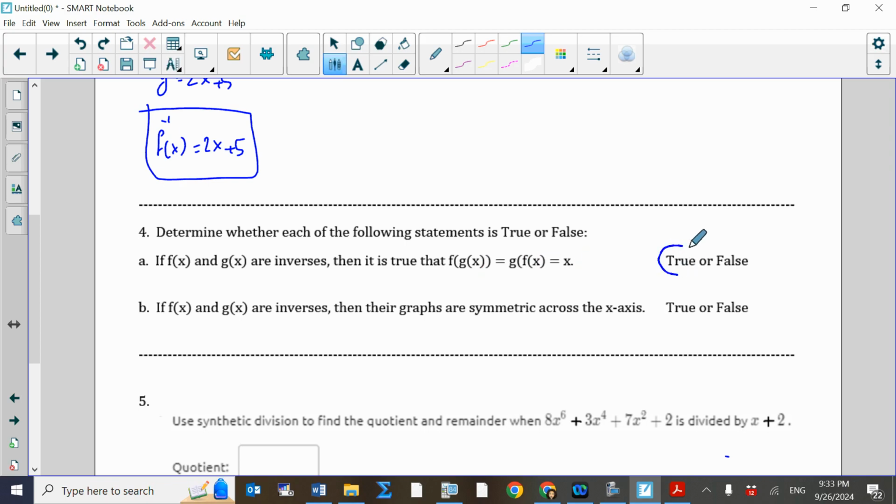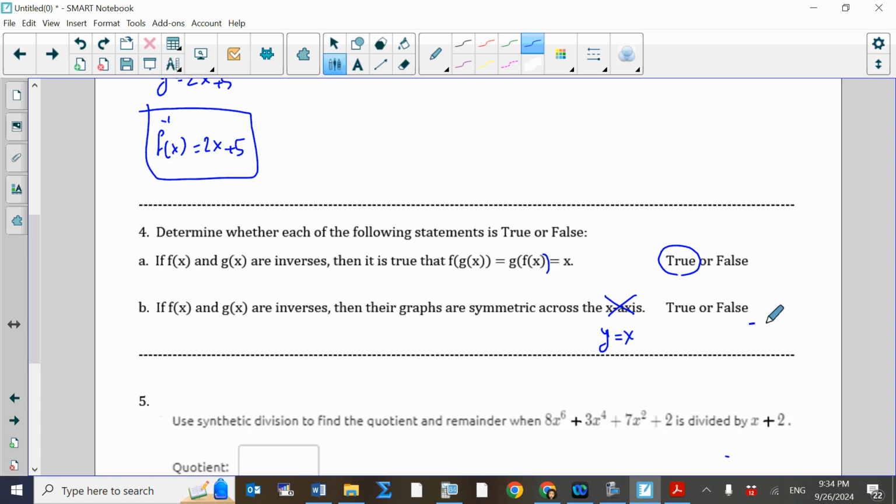Yes, that is true. We learned before that if you want to prove two functions are inverses, they should be commutative. That means f of g should be g of f, equal to x. So this one is true. If f of x and g of x are inverses, then their graphs are symmetric across the y-axis. Well, they are symmetric, but not across the y-axis. I'm sorry, not across the x-axis, but across y equals x.